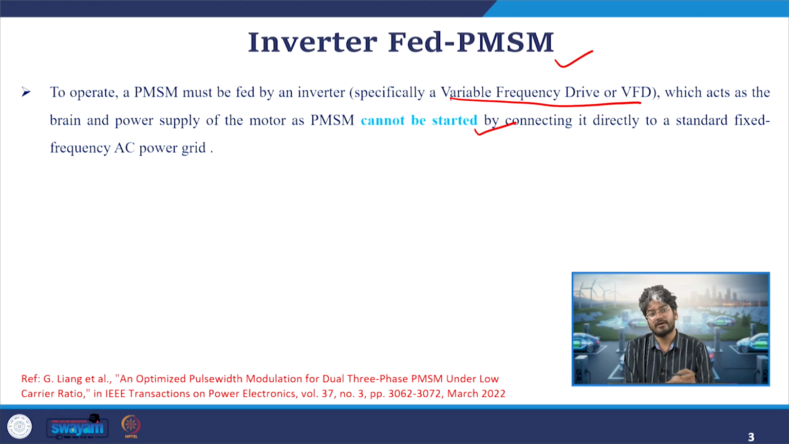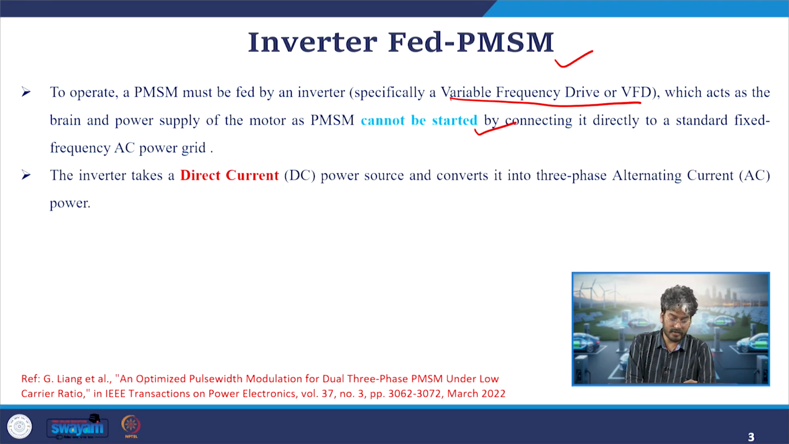We have seen that it will be magnetically locked, or it will rotate at the synchronous speed. Suppose we directly apply 50 Hz, the speed of your magnetic field will be very high, so the rotor will not be able to track that speed. So there are various options to make it start or make it come into operation.